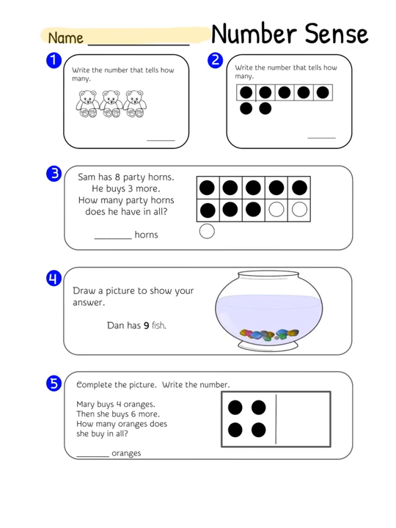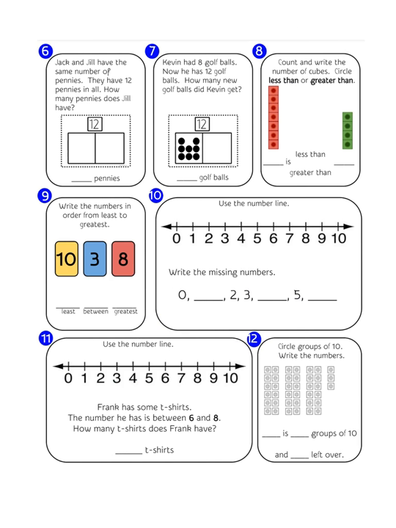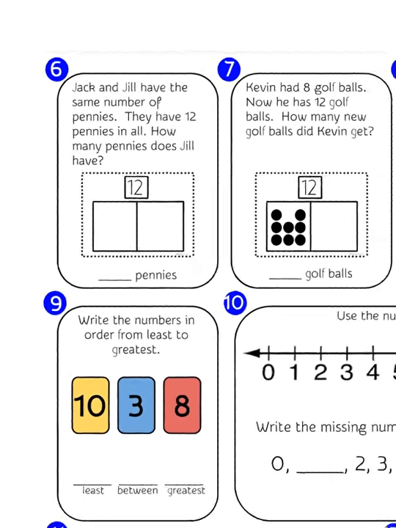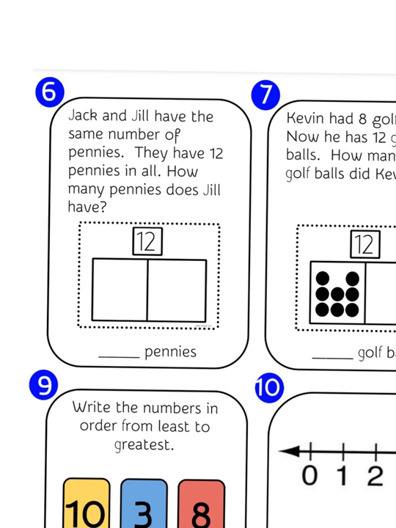Okay, boys and girls, when you are ready, you are going to turn your page. So you are looking at number 6 at the top. Jack and Jill have the same number of pennies. They have 12 pennies in all. How many pennies does Jill have?